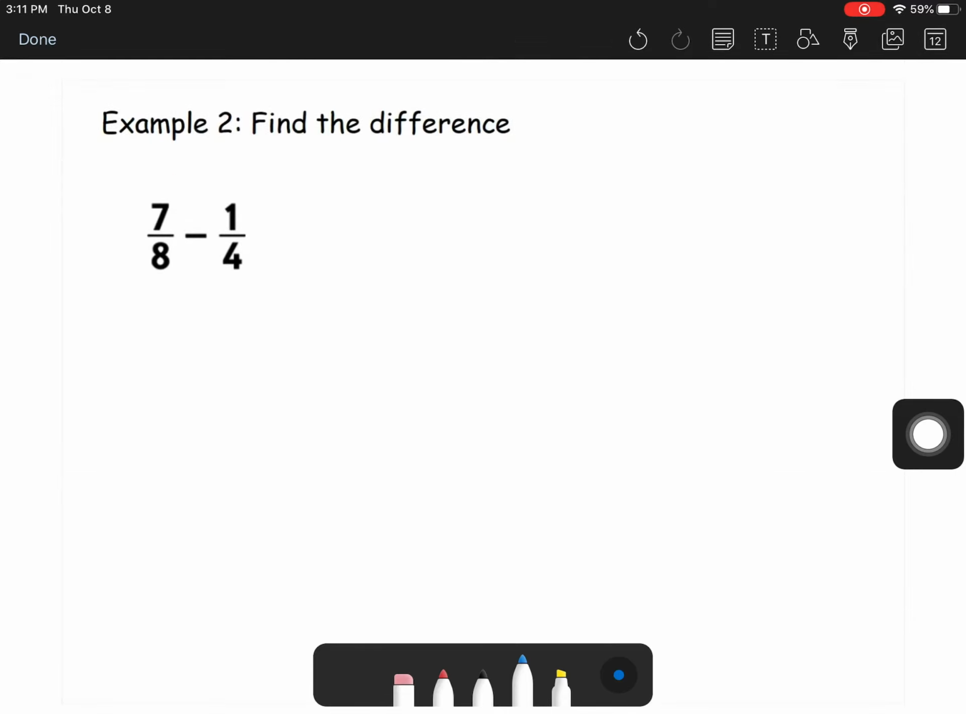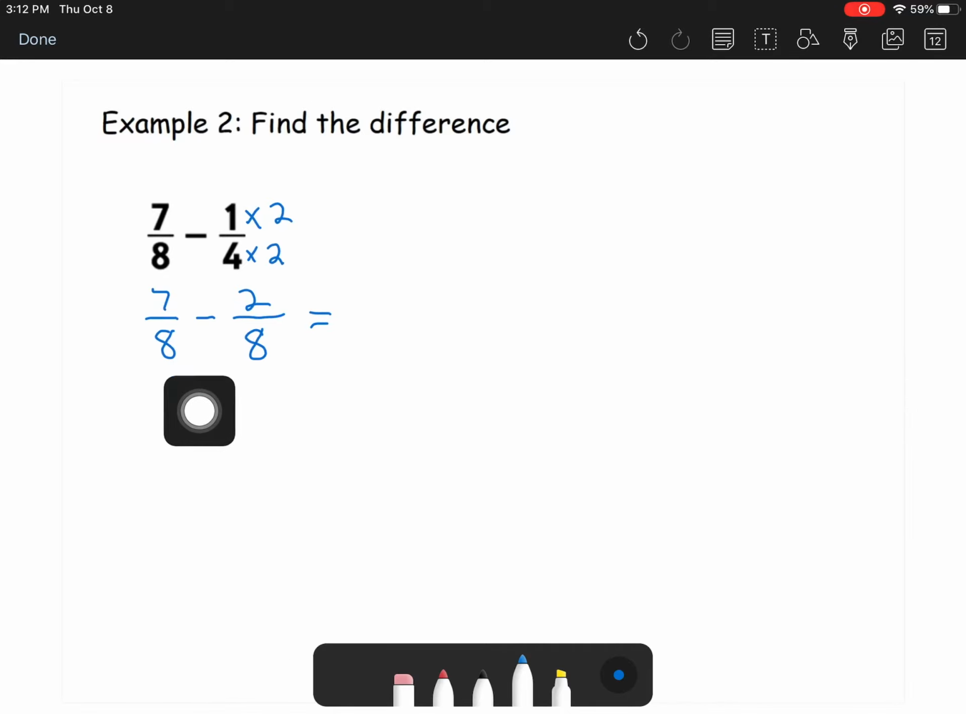Okay, so here we can see that we have different denominators. So this would be an example where we have to create an equivalent fraction. And so I want to think, well, what do I multiply the 4 times to make it an 8? I would have to multiply that by a 2. And I need to do the same thing on the top and on the bottom. So I'm going to rewrite my problem. 7/8, that stays the same. But the 1/4 is going to be 2/8 as my equivalent fraction. And now that I have 8's in the denominator, I can take 7 minus 2 and get 5. So 5/8 is the answer.